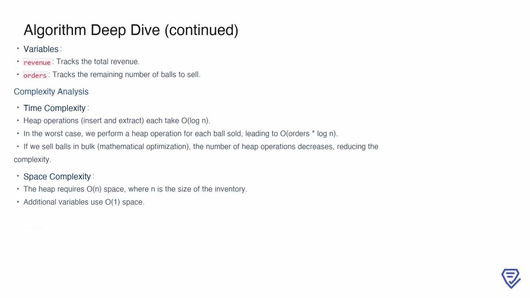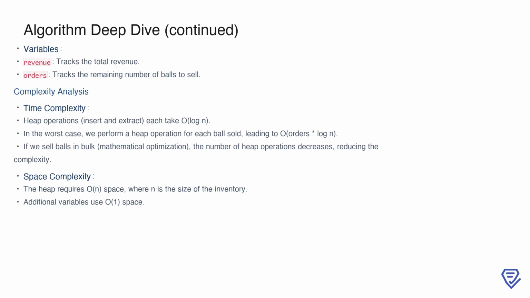Let's summarize the key variables and analyze the algorithm's complexity. The variable revenue tracks the total revenue generated, while orders keeps count of the remaining balls to be sold. The time complexity of the algorithm is driven by heap operations. Both inserting into and extracting from the heap take log n time. In the worst-case scenario, where we sell balls one by one, we perform a heap operation for every ball sold, resulting in a time complexity of orders log n.